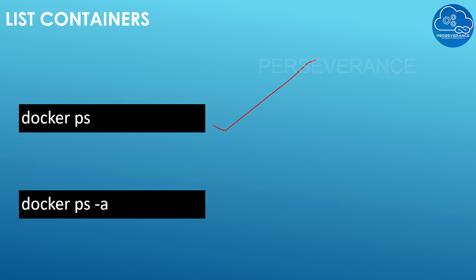We have many other states for a Docker container that we'll see in a later lecture. For now, let's understand how to list the containers. The first command will list only active containers, and the second will list all the containers, meaning active and inactive containers.